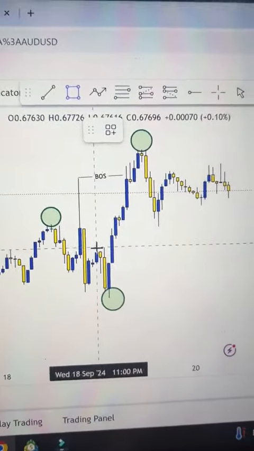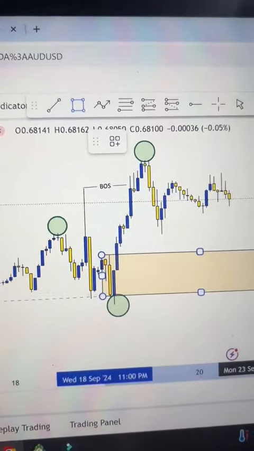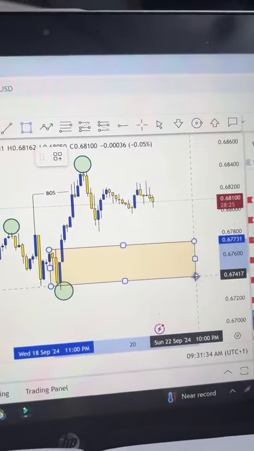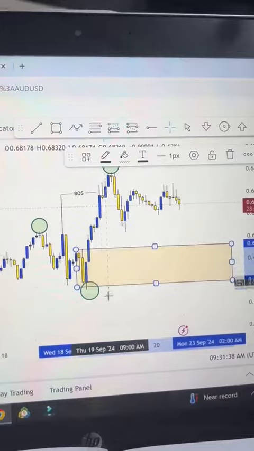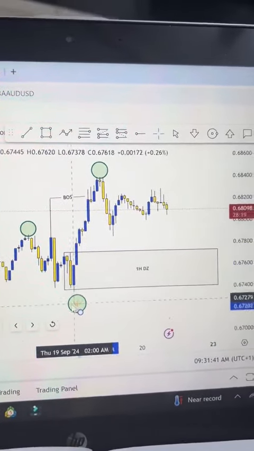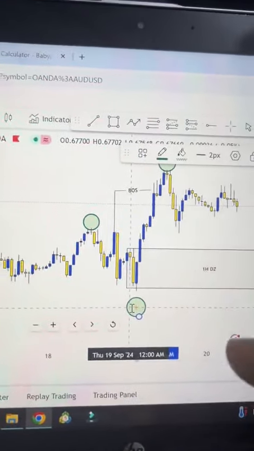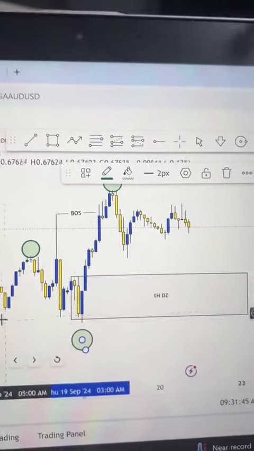Where's your order block here on the 1 hour time frame? The last red candle that printed before the buying move is your order block. This is my 1 hour order block, and 1 hour demand zone, because in every demand zone there is an order block. In every supply zone there's an order block. So don't stress yourself.